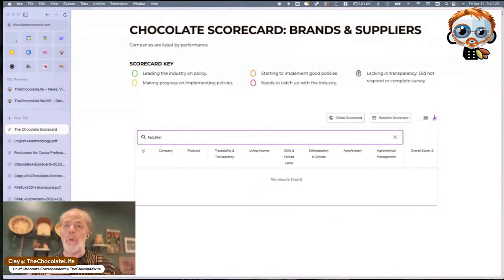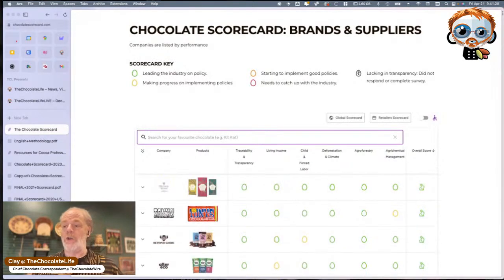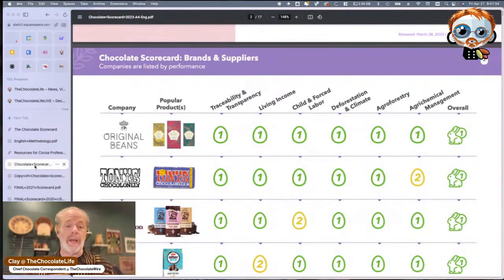So we don't know anything about the sourcing practices of Felchlin as a company, even though we have Original Beans as being the Golden Egg Award winner. And this is one of the differences. This scorecard, even though it says it's the chocolate scorecard, their focus appears to be on sourcing cocoa. And those two things are conflated, and I think it's a mistake to conflate them, right? Because sourcing cocoa and manufacturing chocolate are different things.